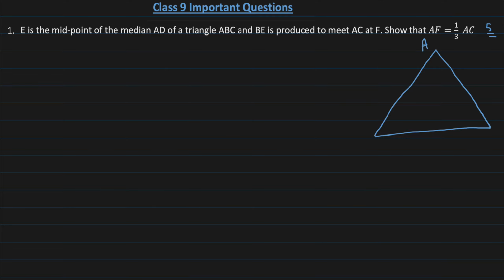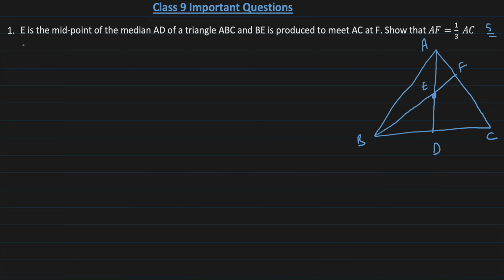So we can make it as A, B, C, the triangle first we have drawn. Now AD is the median, so we'll make it like this so that it divides BC into 2 equal parts. And then E is the midpoint of AD, and when you join BE and produce it to F like this, which is meeting AC at F. So what do we have to prove? AF is 1/3 of this AC line.